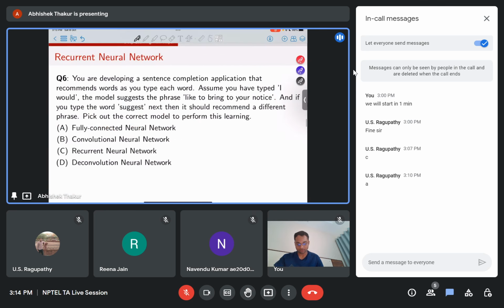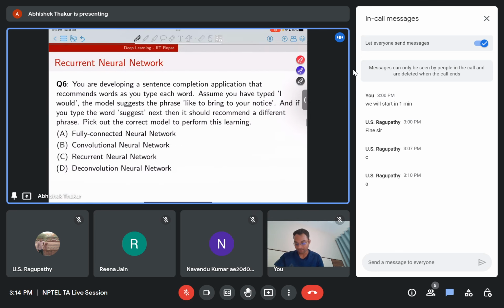Now we'll solve one question. We'll see one question based on RNN. You are developing a sentence completion application that recommends words as you type each word. Assume you have typed I would. The model suggests a phrase like to bring to your notice. And if you type the word suggest next, then it should recommend a different phrase. Pick out the correct model to perform this learning.